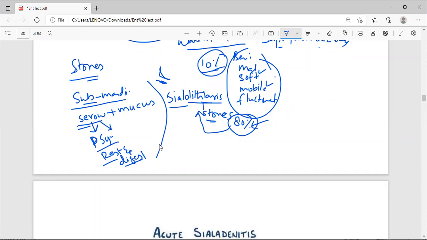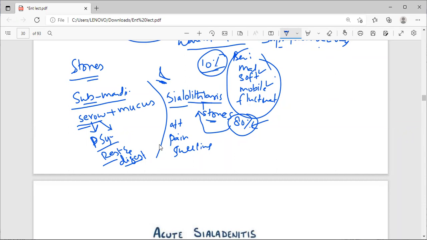So what will happen is that after having a meal, you will develop some pain. Why? Because the serous fluid will try to come out of the gland, but because of the stone stuck in its pathway, it cannot come out. So you will see some pain after having a meal, and the patient will also have some postprandial swelling. Swelling will be seen in the submandibular area. This means that serous fluid is being produced, but it cannot come out.